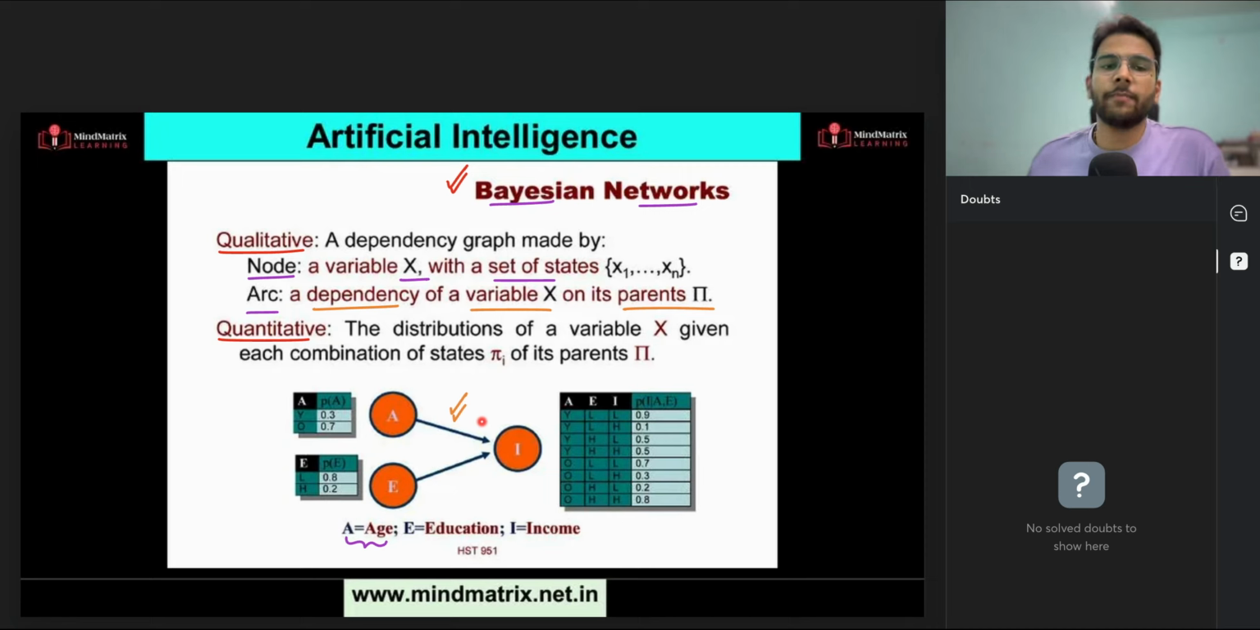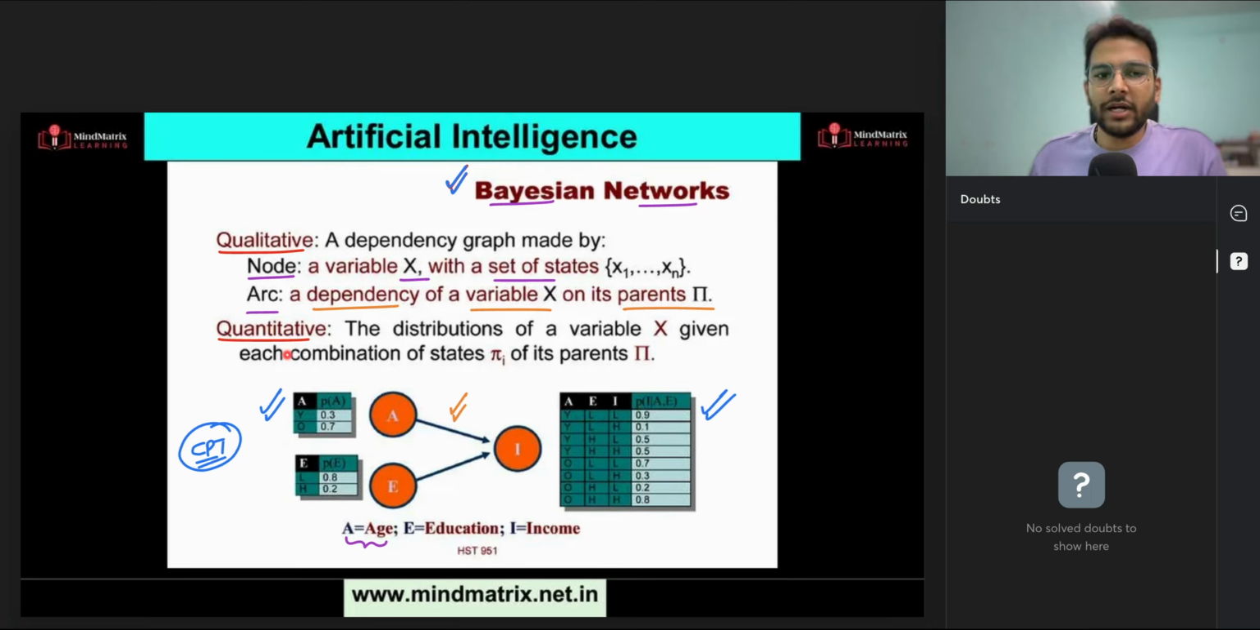Explain once more. Okay, so I'm saying that when we talk about Bayesian networks, there are two aspects. One is qualitative and the other one is quantitative. Whenever we see a Bayesian network, there will be two things. One is a dependency graph, which we call the qualitative aspect. The other one is your quantitative aspect. That means the distribution will be given. We also call it conditional probability tables, CPT, that is conditional probability tables.